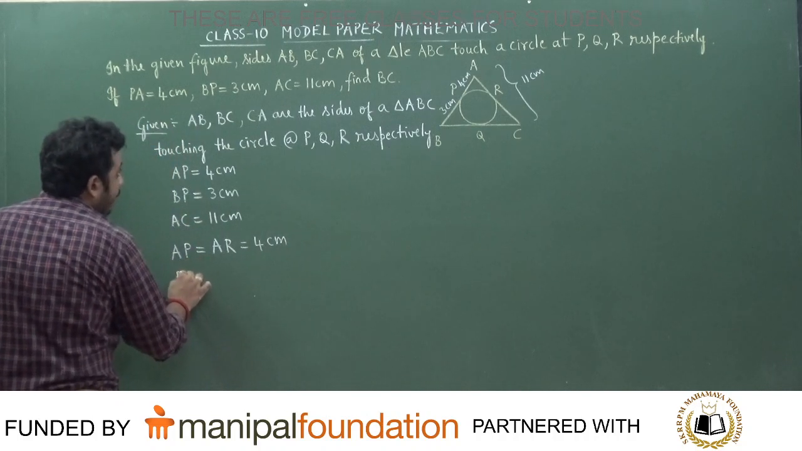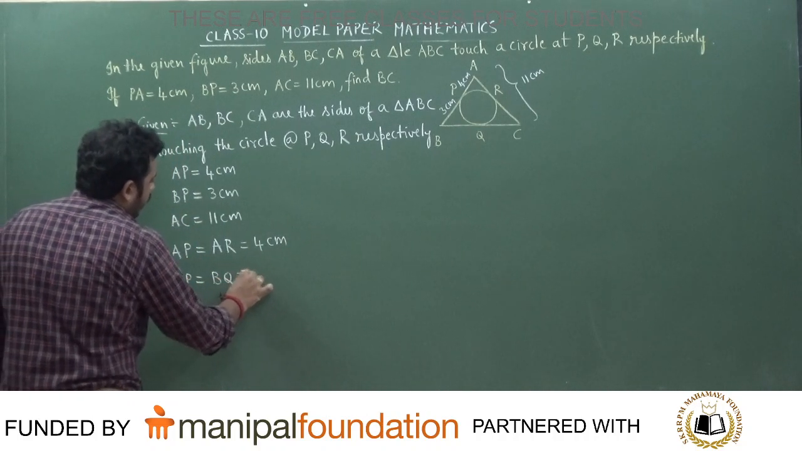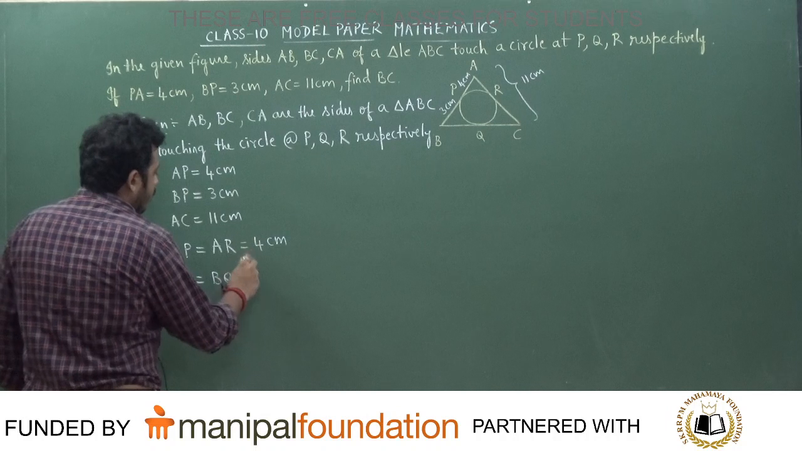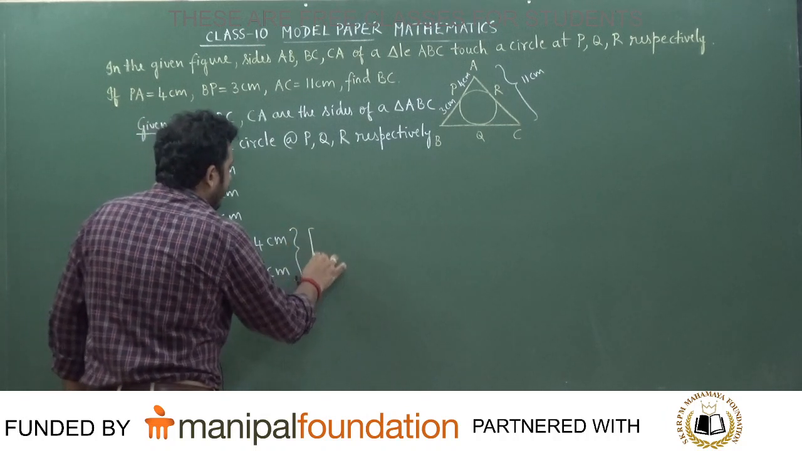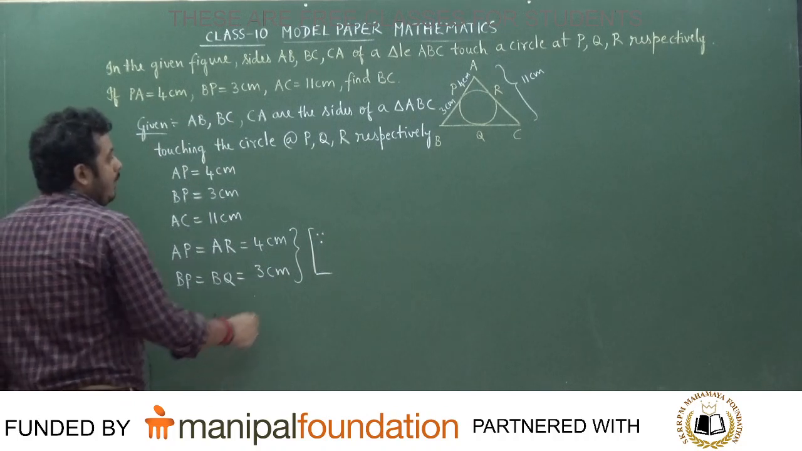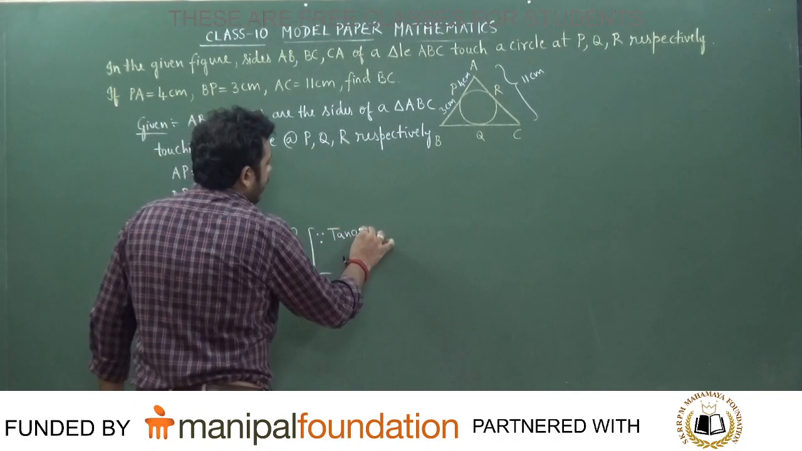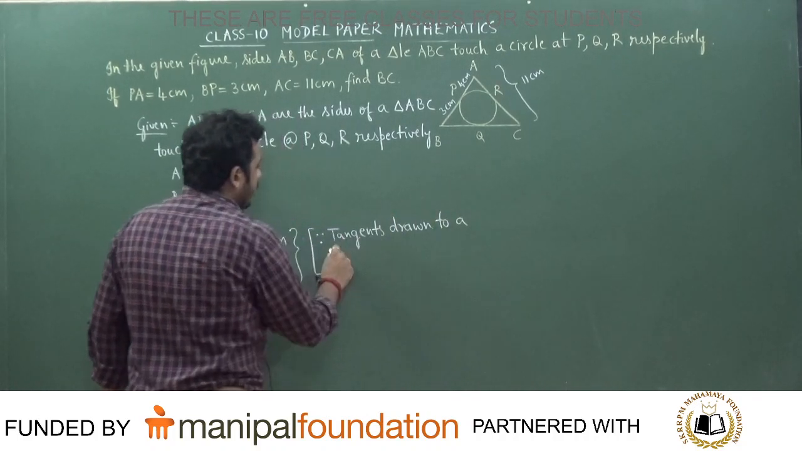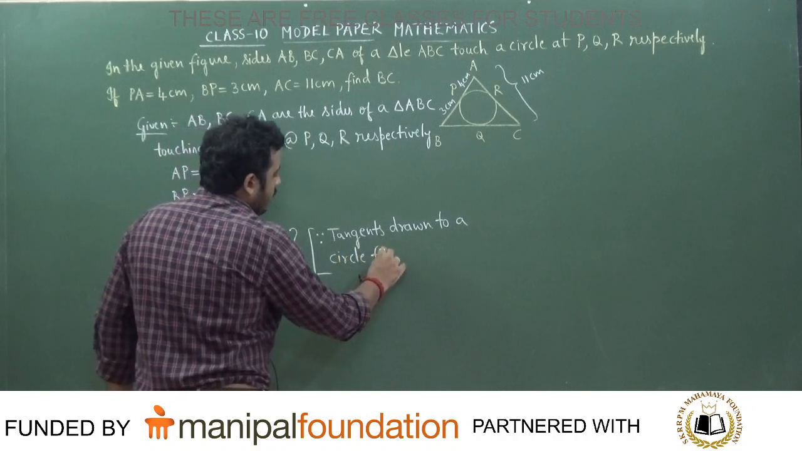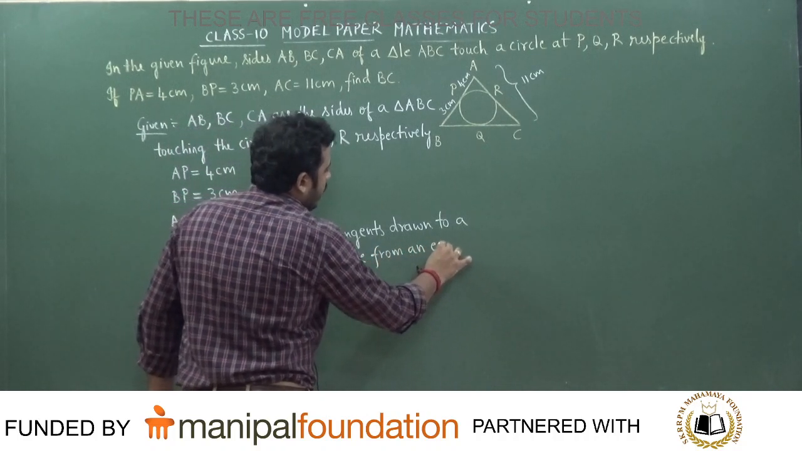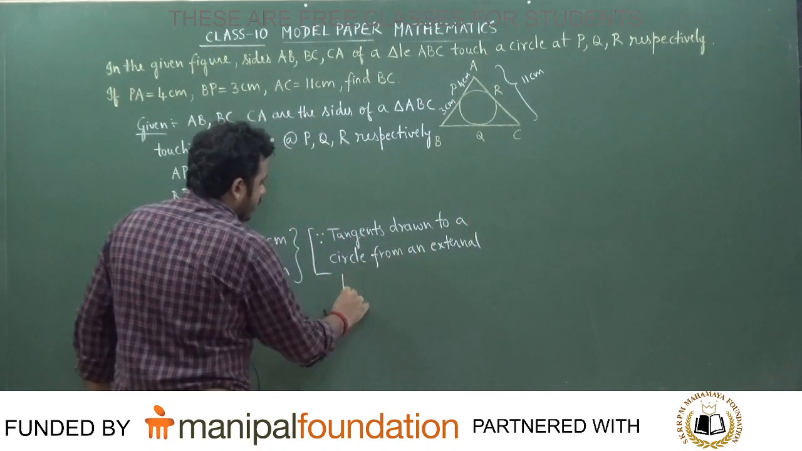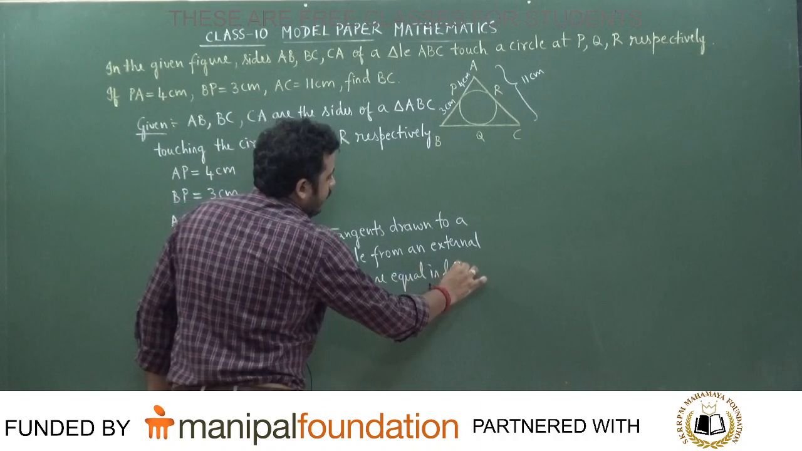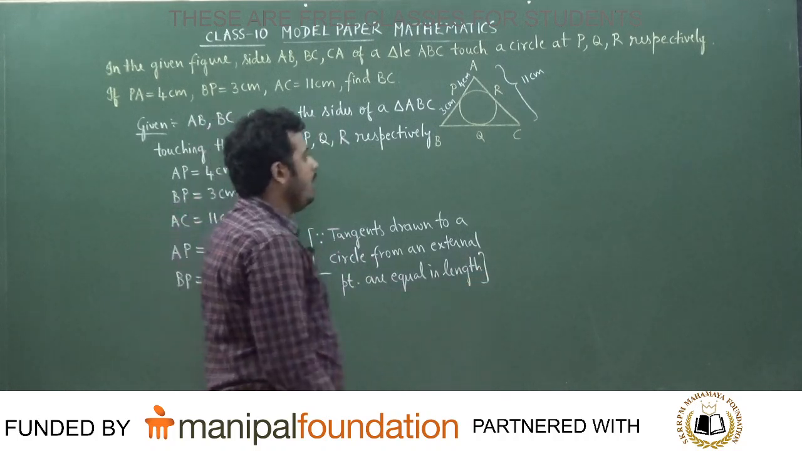I can write similarly BP is equal to BQ is equal to how much centimeter, students? BP is equal to BQ is equal to 3 centimeters. Now you have to write the reason. Since tangents drawn to a circle from an external point are equal in length. Correct or not? Tangents drawn to a circle from an external point are equal in length.